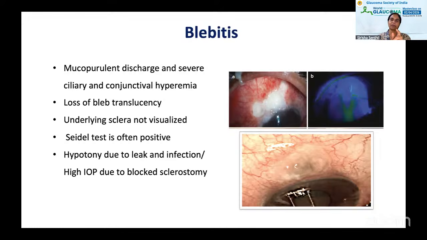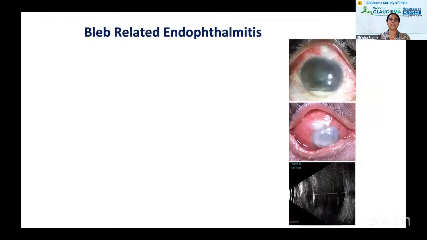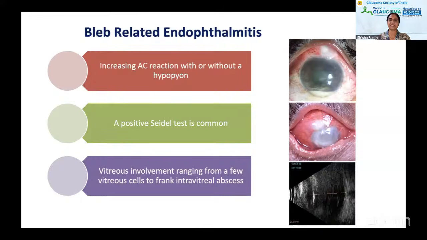But just look at the upper panel: the same thin cystic bleb is infected and you don't see it. It's not transparent anymore. It is opaque and a lot of discharge is present. And if we check for Seidel's, we may also see Seidel spot positivity. Whereas in bleb-related endophthalmitis, we see there is an increased AC reaction and you can have vitreous involvement as well.